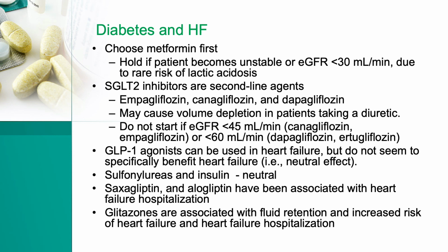GLP-1 agonists can be used in heart failure, but do not seem to specifically benefit heart failure. Concerns have been raised about increased heart rate and heart failure in patients in some studies. Sulfonylureas and insulin appear to have a neutral effect. Saxagliptin and alogliptin have been associated with heart failure hospitalization. Glitazones are associated with fluid retention and increased risk of heart failure and heart failure hospitalization, and should be avoided in patients with heart failure.